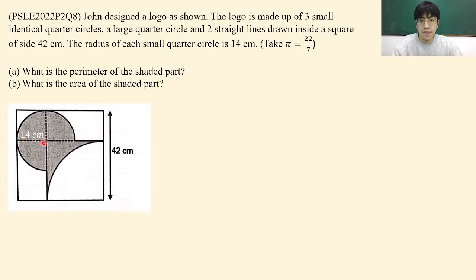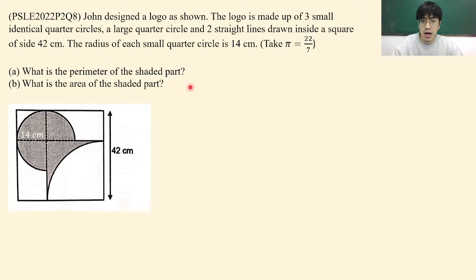Given that the radius of each small quarter circle is 14 centimeters, that means this length over here is 14 centimeters. What is the perimeter of the shaded part? These 4 shaded parts added together give this perimeter. And second, what is the area of this shaded part? Now, let us do this step by step, focusing on the first part of this problem.